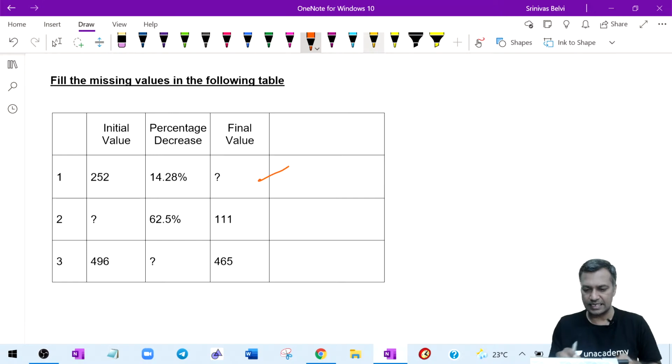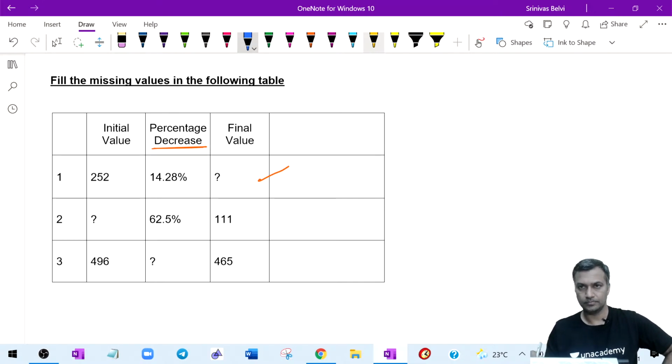There is a decrease. Decrease percentages are given. What's the final value there? Good. Others, quickly. You can quickly calculate that. Okay, why are you taking time, guys?